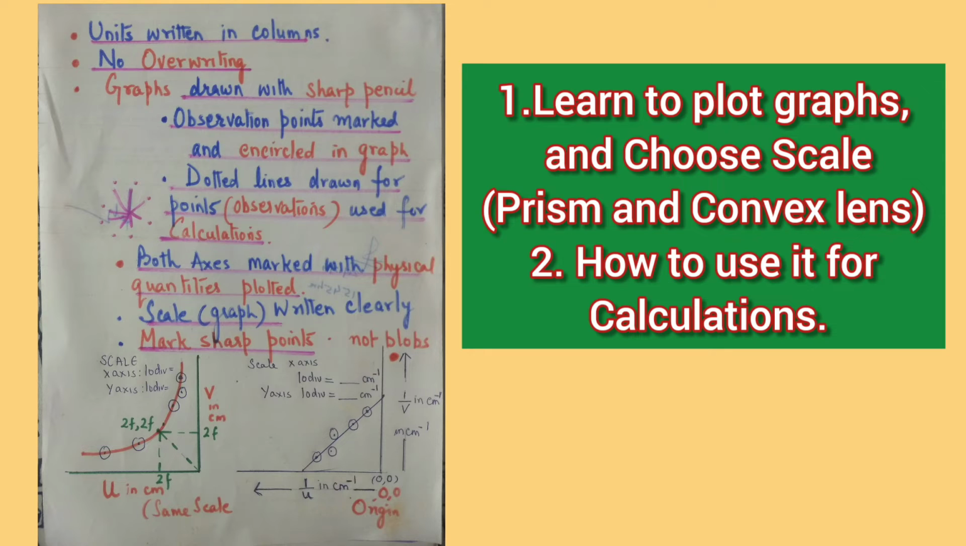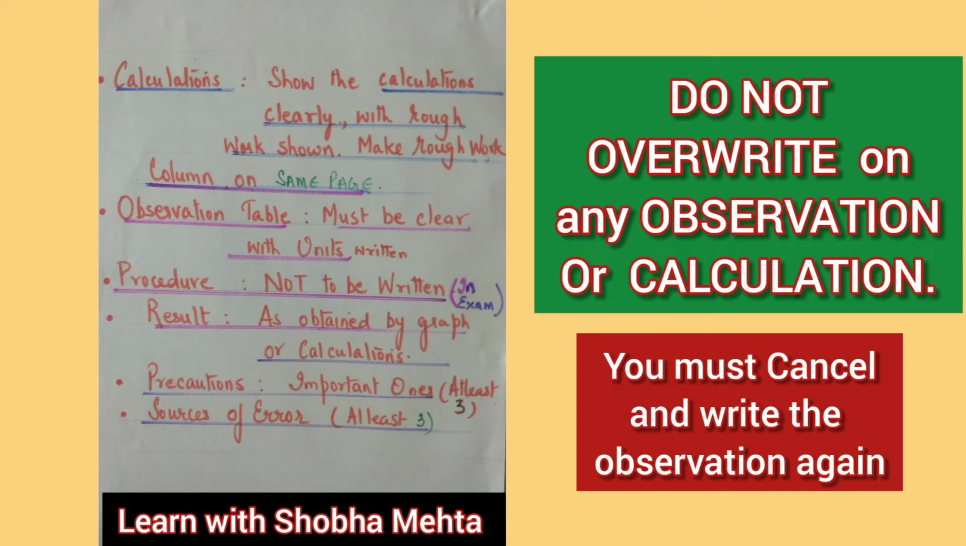Now both axes should be marked with physical quantities plotted, like U on minus x-axis in centimeters, V in centimeters. Write the scale clearly. X-axis 10 division is what? Y-axis 10 division is what? Mark the origins and then you move on to calculations.